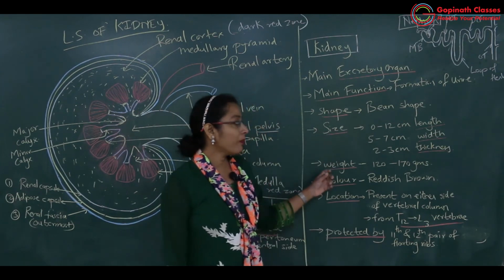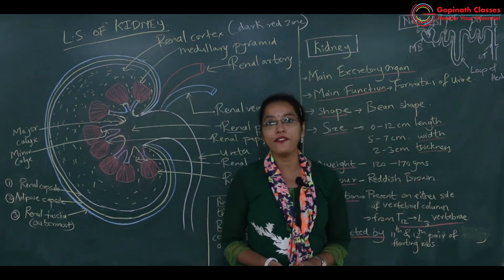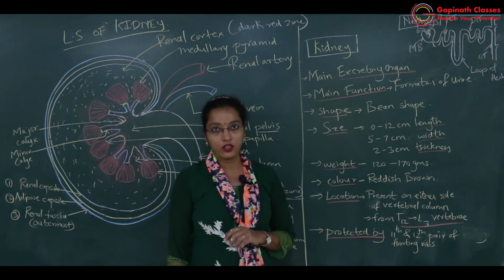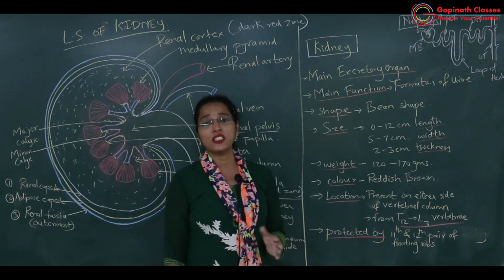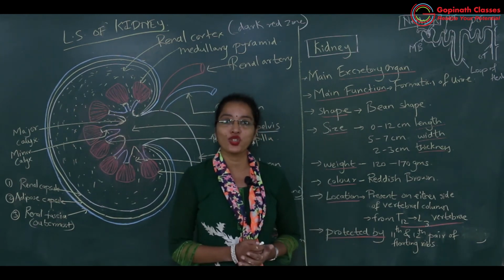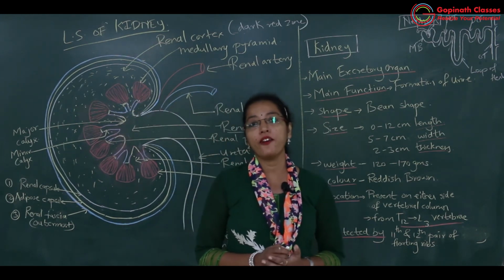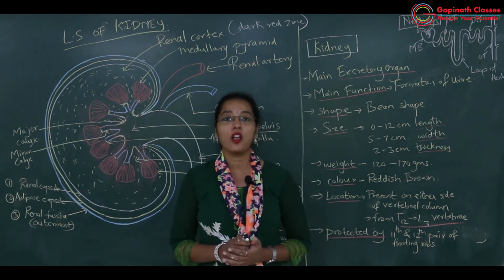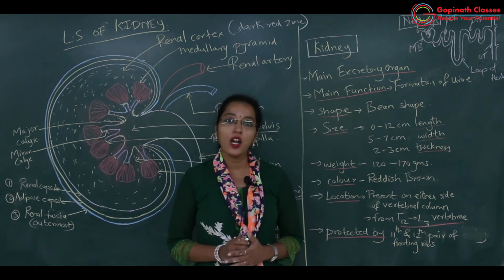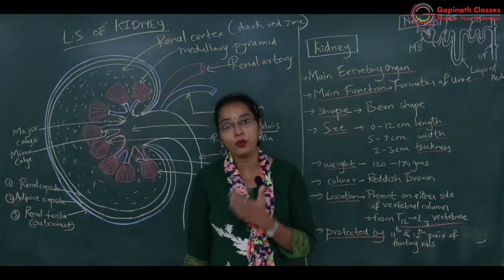Okay. Then coming to the weight. Weight of the kidney is 120 to 170 grams, and color, it is reddish brown in color. Why it is reddish brown in color? Because it is having millions of nephron, and each nephron consists of Malpighian body, and each Malpighian body of the nephron is having Bowman's capsule and glomerulus. Glomerulus is a network of blood capillaries. So definitely it will appear reddish. So reddish brown because it is having adipose tissue.